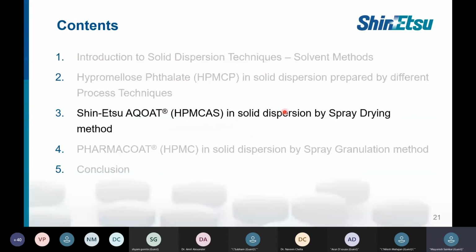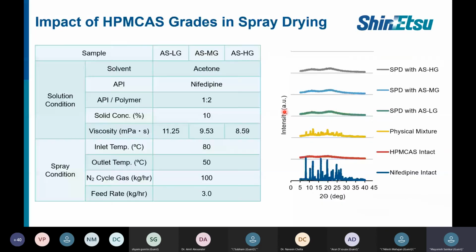The next part is related to the AQOAT, that is HPMC acetate succinate, by the spray drying method again. So this is probably to see the impact of our second polymer, that is hypromellose acetate succinate, HPMC AS grades, in spray drying. So again, you can see the solution conditions which are taken into consideration. The solvent and API used here was again nifedipine. Drug to polymer ratio was 1:2, and solid concentration again 10%. And other than that, other spraying conditions are also mentioned over here.